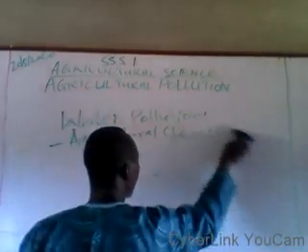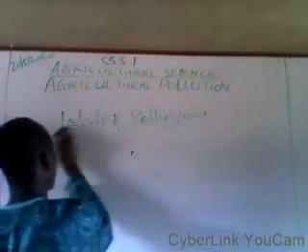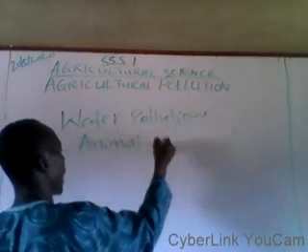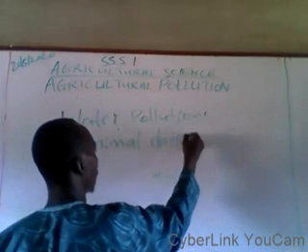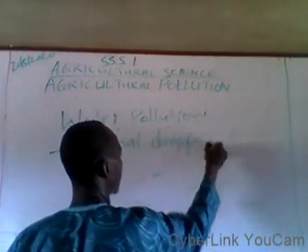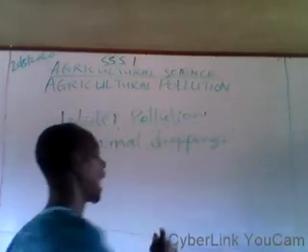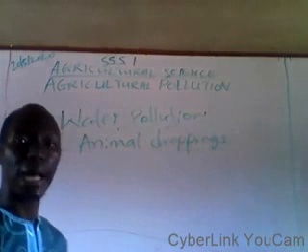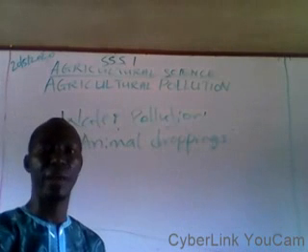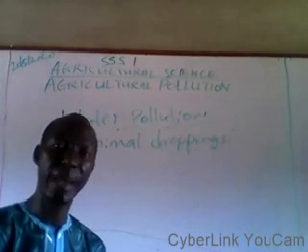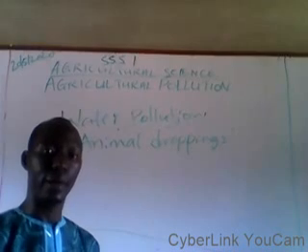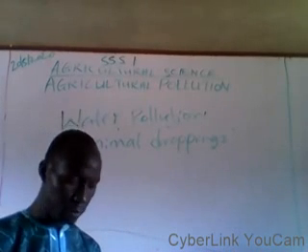Another example of water pollutants is animal droppings. Animal droppings are the urine and the feces of farm animals, such as the birds, that is the chicken, the goats, and the cow.